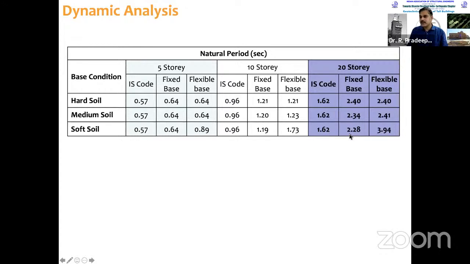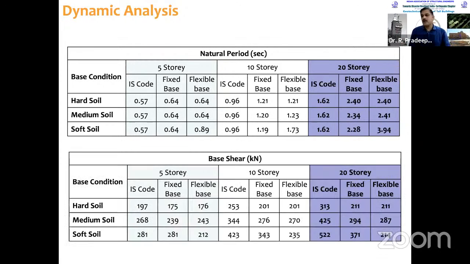If it is fixed base, 2.28 seconds is the natural period. When it is on flexible base, it is 3.94 seconds. That means when we are using the soil springs, depending on the soil property, the period is elongating. And now we look at the base shear, which is computed against the above numbers.